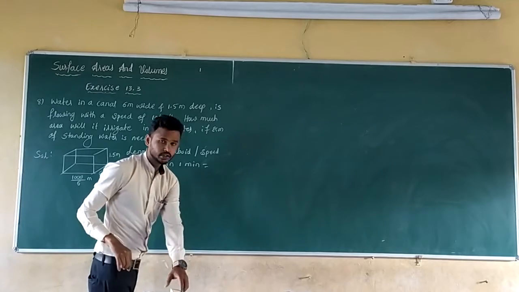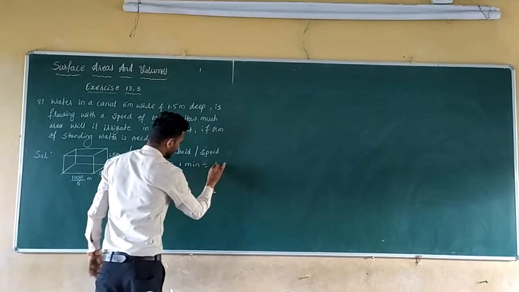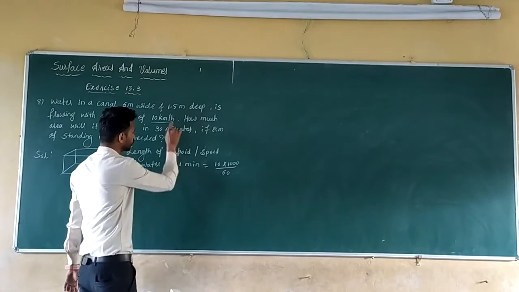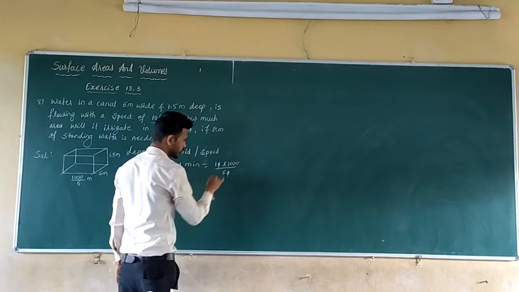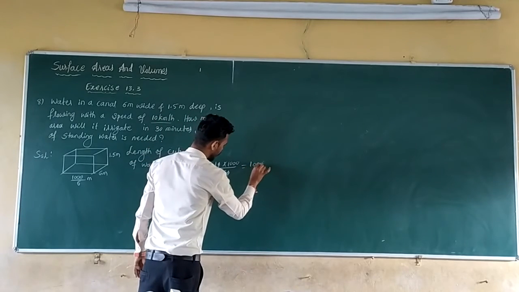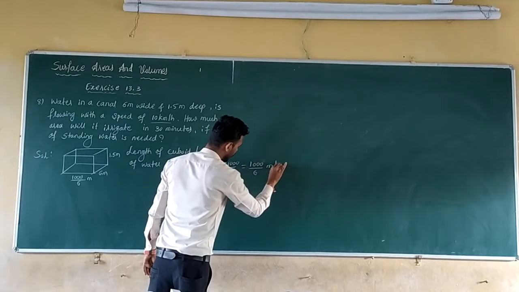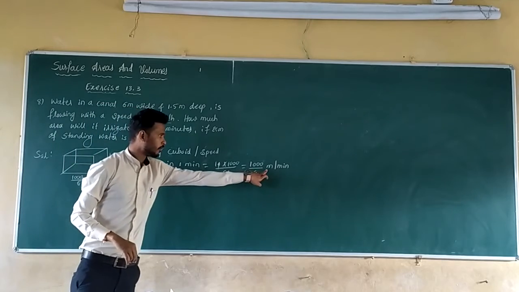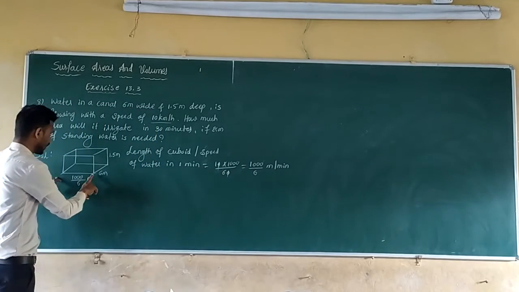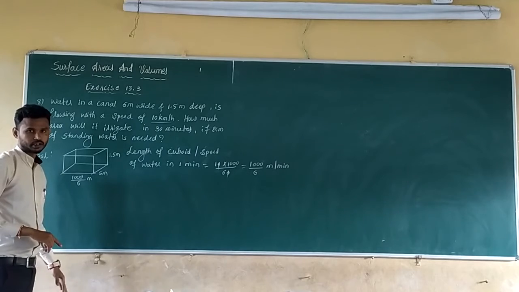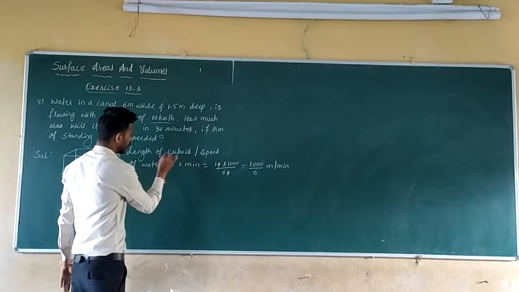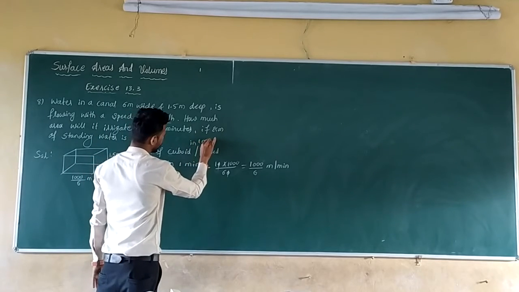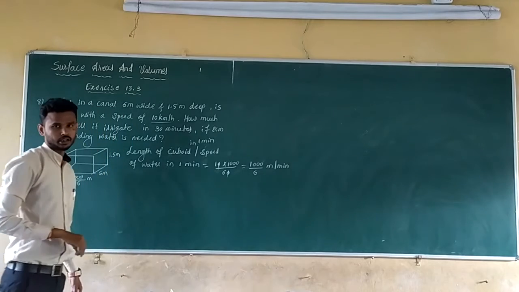So how much will you get? Just convert that. 10 kilometers per hour is 10 into 1000 divided by 60. Convert this into meter per minute. So the 10s get cancelled, and you will get 1000 by 6 meter per minute. Means the speed of water in 1 minute is 1000 by 6 meters. That means the length of the water in 1 minute. So you can write here, length of cuboid in 1 minute. Length of cuboid means length of canal.